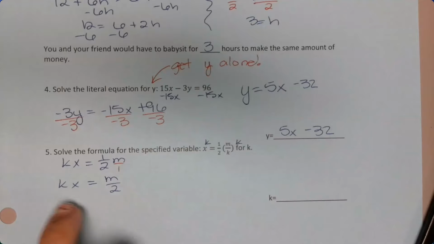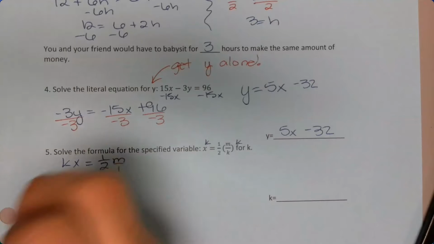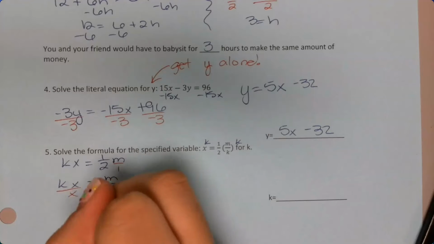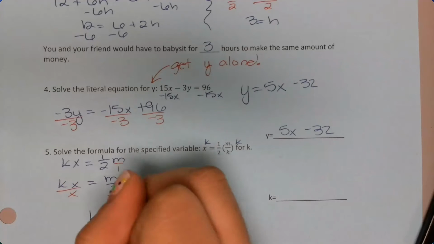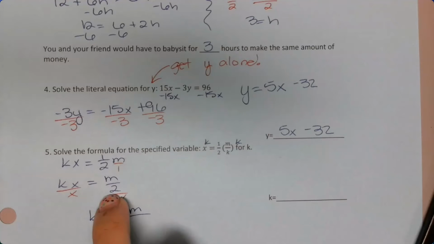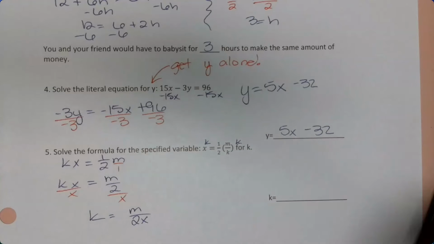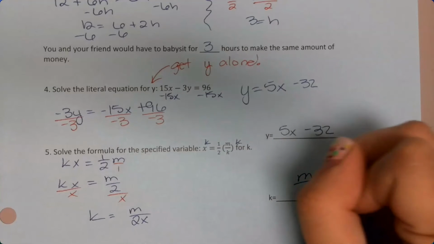I still need to get my k alone, so here I want to divide both sides by x. What happens when I multiply or divide on the right side is this x is actually going to join that 2, so it's going to be 2x. So my answer here is m over 2x.